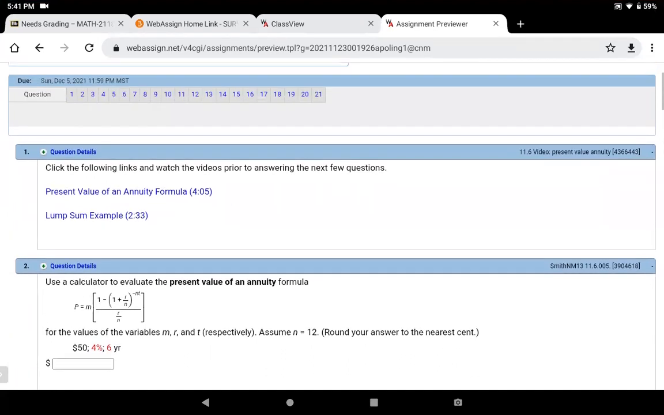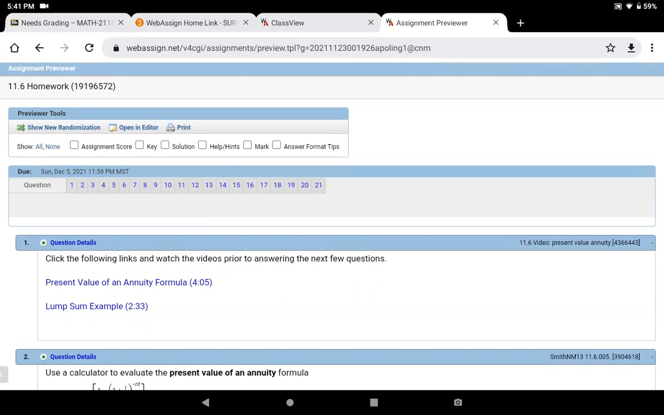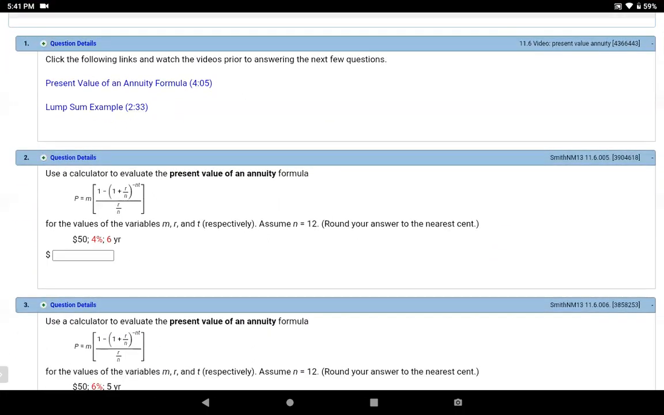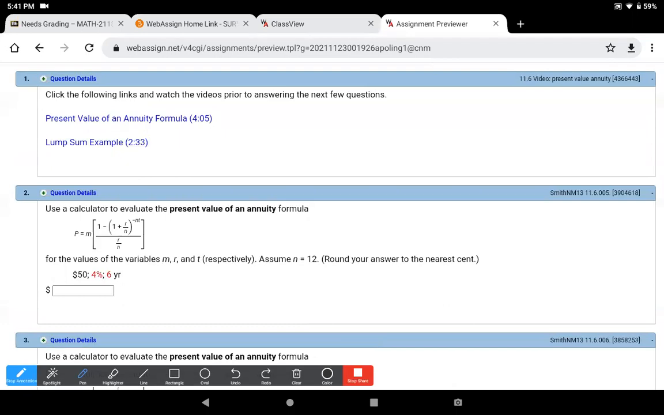All right, let's take a look at section 11.6. It's called amortization. In the amortization chapter, we are given this formula for the present value of an annuity. And just like before, we have a major goal of filling out the formula correctly. So we do have to identify what M is. So M is 50.